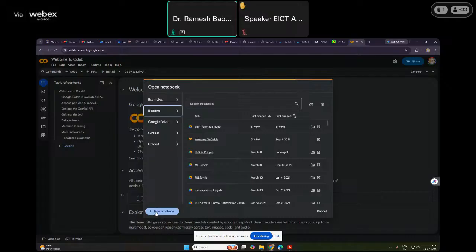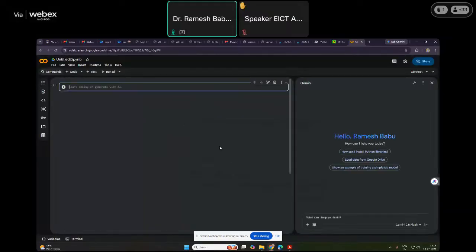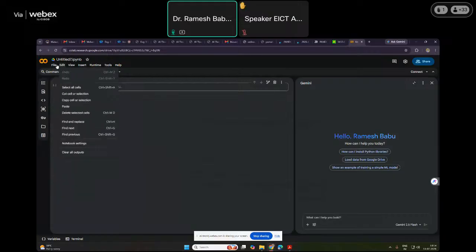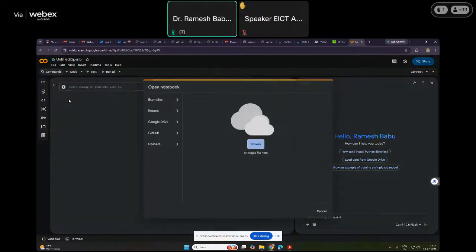This screen will come whenever you open Colab. You click here on New notebook, and it will load your new notebook. Whenever you want to create a notebook from scratch, you can do this. But if you want to upload the snippets which I am providing, you need to go to File and upload notebook. Here, again the same window will open.